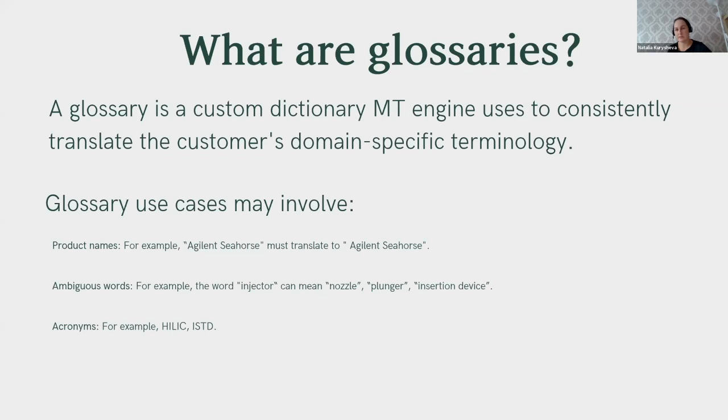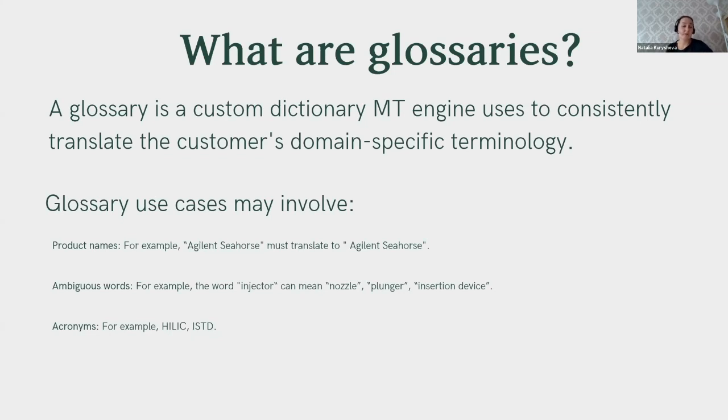Here you can find some examples of use cases of glossaries. So for example, product names. Here I have an example of Agilent Seahorse. This is the product name for Agilent, and you can imagine that if we translate seahorse directly, how funny that will be in our context. So it's even more an example of a non-translatable term here. Agilent Seahorse should say Agilent Seahorse.